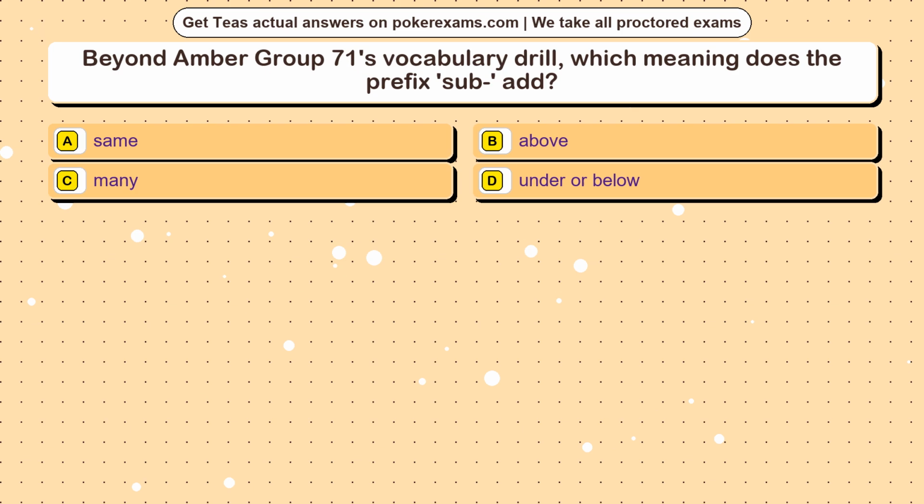Question 25. Beyond Amber Group 71's vocabulary drill, which meaning does the prefix sub- add? Option A, same. Option B, above. Option C, many. Option D, under or below.